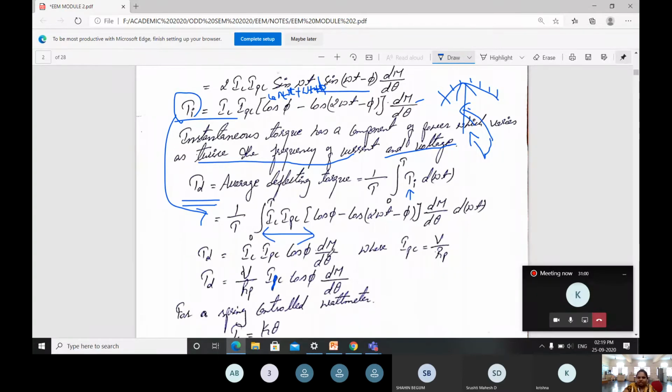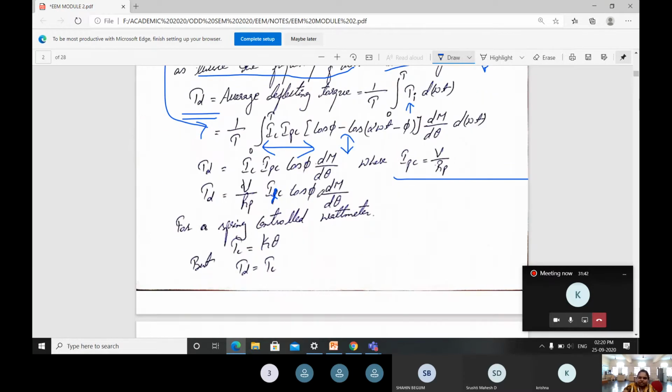No need of elaborating here how you integrated. Just remember, you just write the equation. You can apply the limit and use the equations for cos and for integration, or else you can directly write the equation. So TD you will be getting as IC, IPC cos pi dm by d theta, where IPC is going to be taken as V divided by RP. Here TD is nothing but IC as it is, cos pi dm by d theta, with IPC as V divided by RP.